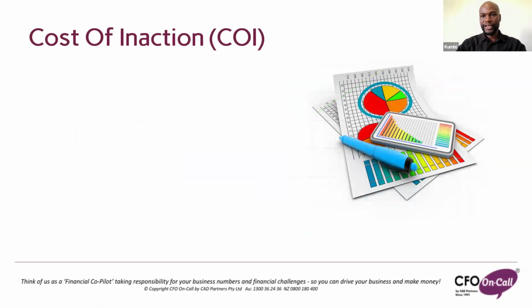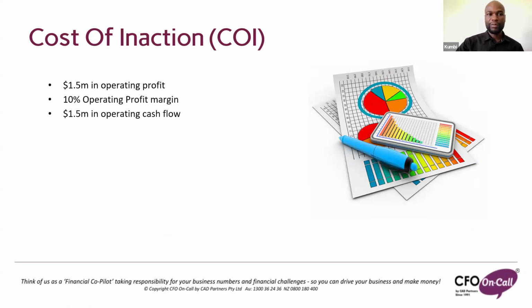Now, when we talk about cost of inaction, we are talking about the opportunity cost of foregoing an alternative. So here, this is what the decision of sticking to the status quo is going to cost the business. They are going to lose $1.5 million in operating profit because their operating profit is still going to be 1.5, whereas in the alternative scenario number 2, it will go up to, sorry, $3 million. And they are foregoing 10% in operating profit margin. And same applies to the 1.5 million in operating cash flow.